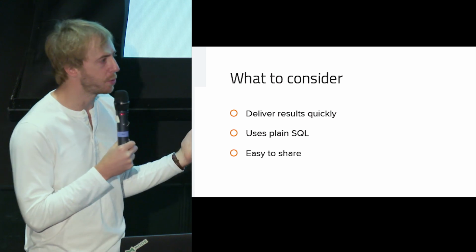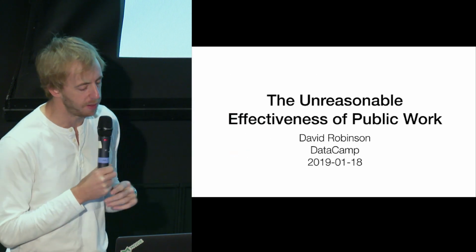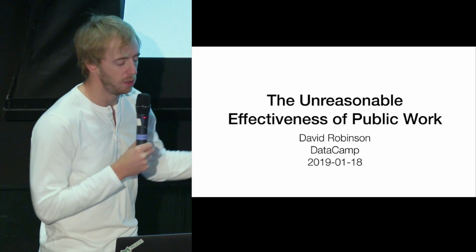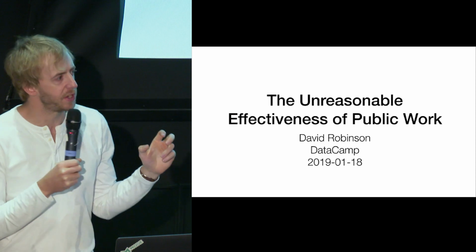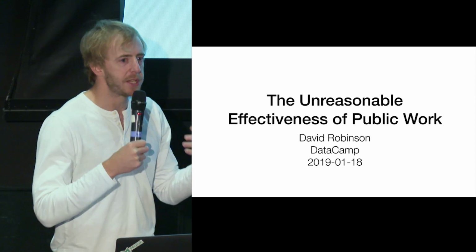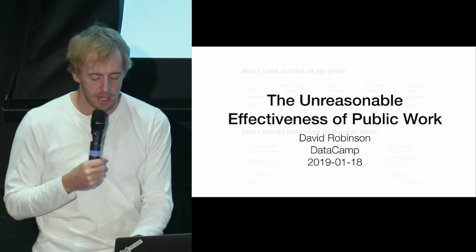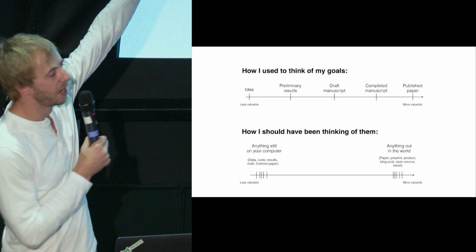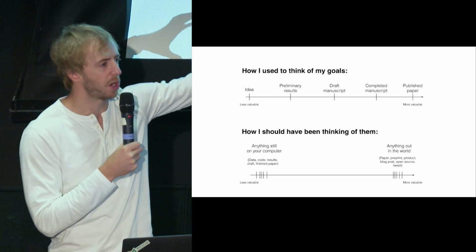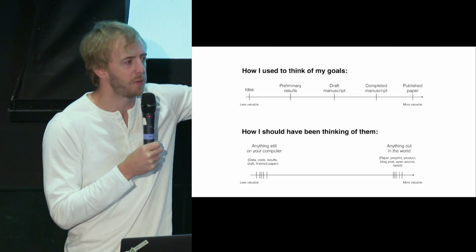And finally, you want something that's really easy to share. There was a really great talk by David Robinson, who was the chief data scientist at DataCamp, about the unreasonable effectiveness of public work. The idea here was, basically, your work is no good unless it's shared with other people. He was talking about this in the public domain, but he had this great slide, which was essentially the way he thinks about it is, you progress along the value of your work, but in reality, nothing is valuable if it's not shared, and everything is way, way more valuable as shared.